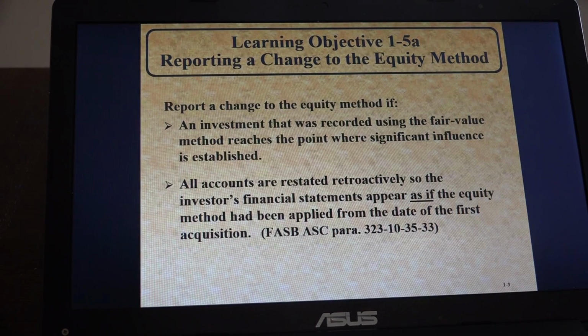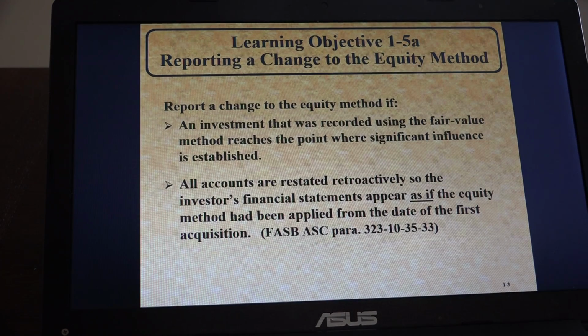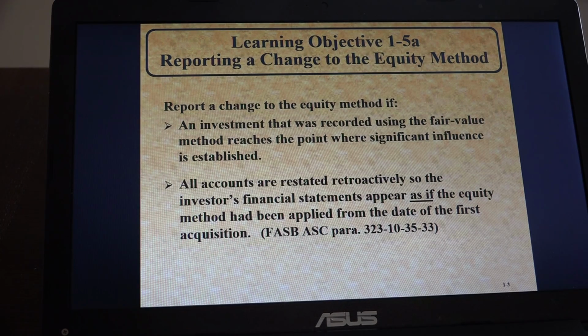Starts out owning 10% of a company, then sometime later, a couple of years later, purchases an additional 30% so that they now have the ability to have significant influence over the investee company. And so what happens when you move from fair value to the equity method is that you have to restate the financials for all those years retroactively so that the investor's financial statements appear as if the equity method had been used all along for all those years from the date of the first acquisition.